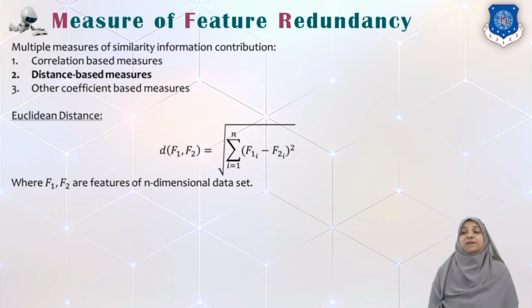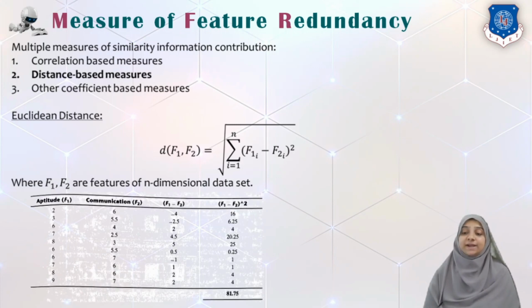Distance-based measure. If I have two different features and I would like to find out their distance, we first use the basic distance, Euclidean distance. Euclidean distance is calculated with the help of Euclidean formula, the distance from feature 1 to feature 2. That is, d of f1 comma f2 is the square root of the summation from 1 to n of (feature 1 minus feature 2 of a particular data set) whole square. Feature 1 and feature 2 are the features in our n-dimensional data set.